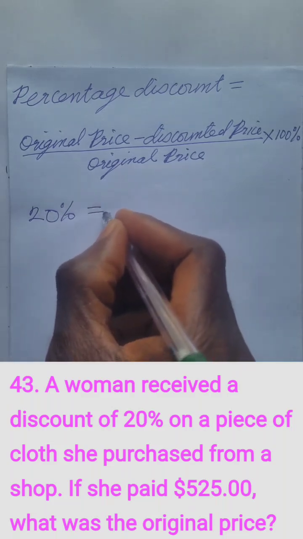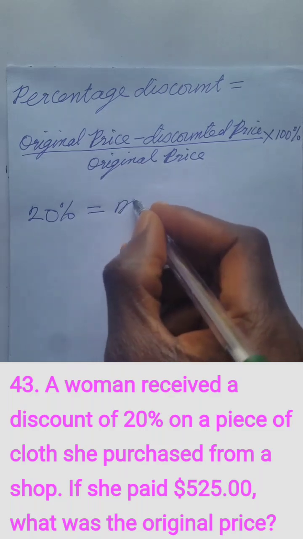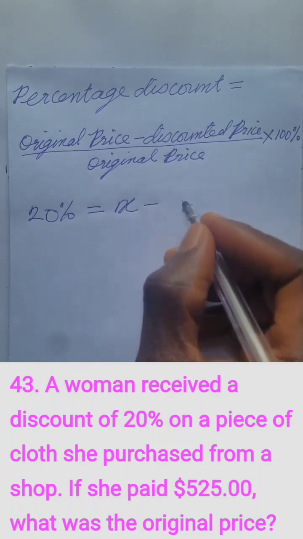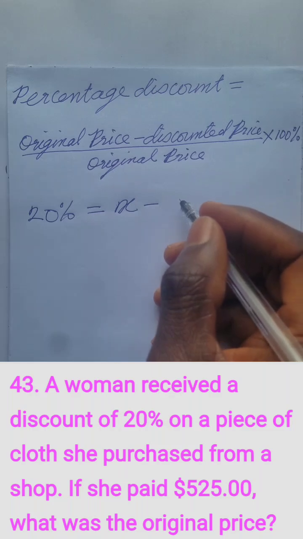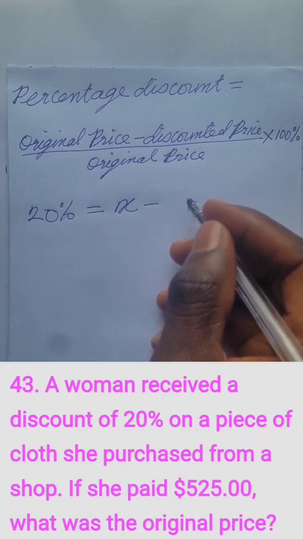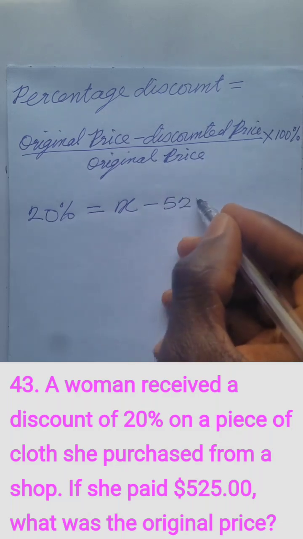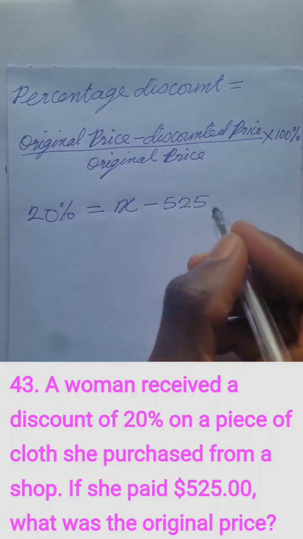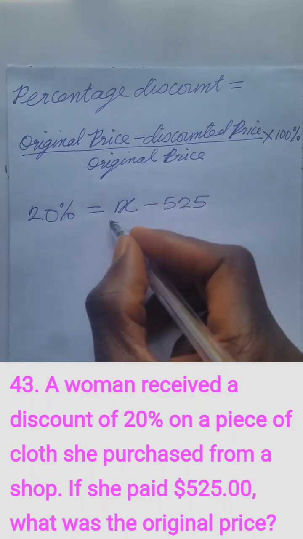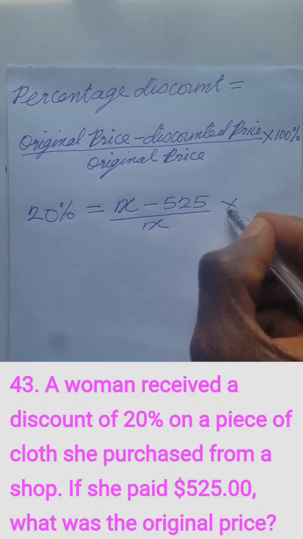being equal to the original price. That is our question, so we don't know that, so I put X there, minus the discounted price. What's the discounted price? The price that you are being offered. Since a discount is offered, that amount you are paying is your discounted price. In this case, it's $525. Let's divide that by our original price, which we still don't know, before we now multiply this by 100%.